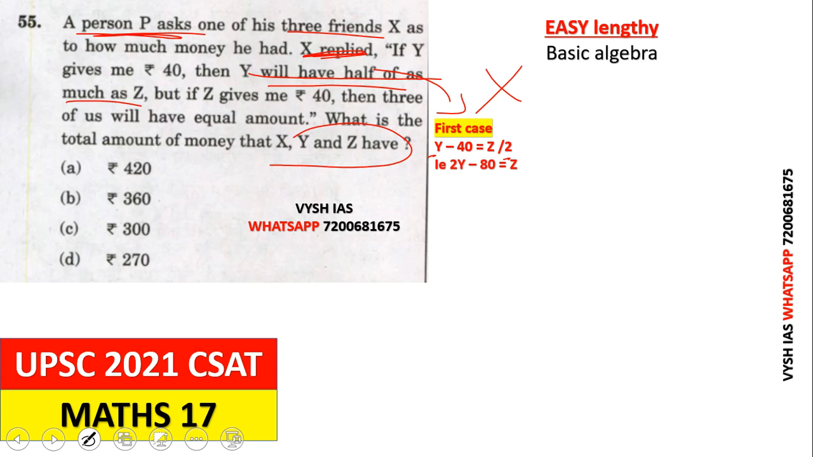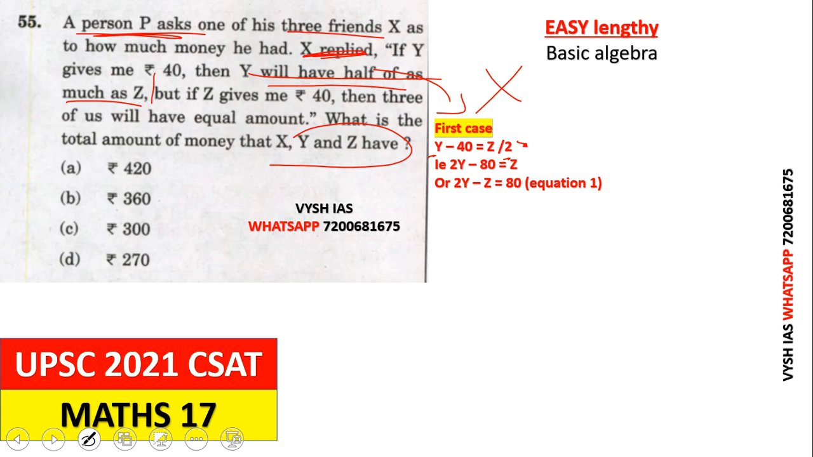If you want to simplify it, take that 2 to the other side. It will become 2y minus 80 is equal to Z. Okay, equation number 1: 2y minus Z is equal to 80. You got this Y, Z formula. X is not even there. X is telling the story. So you got this formula.